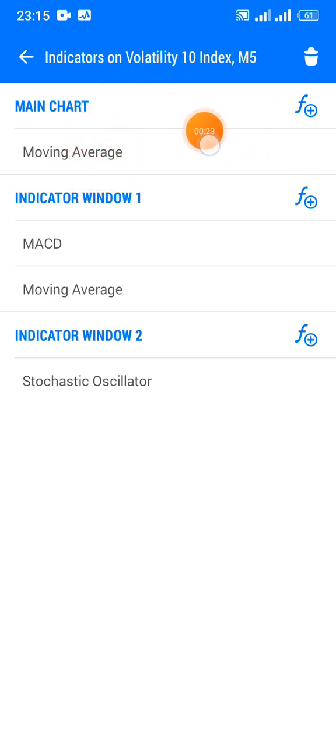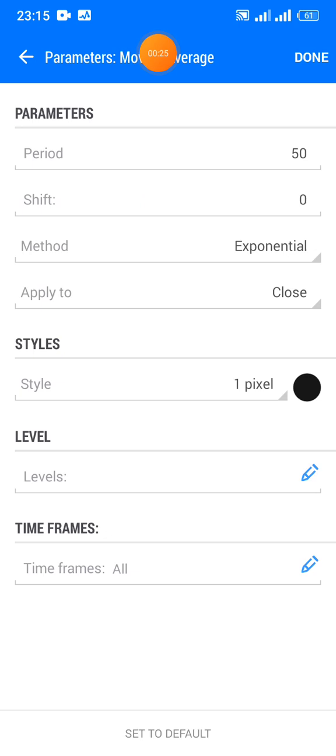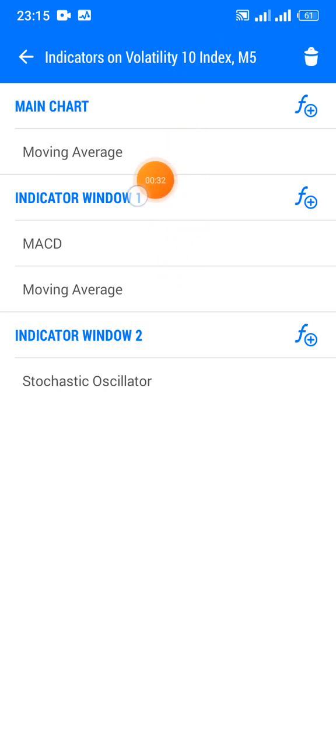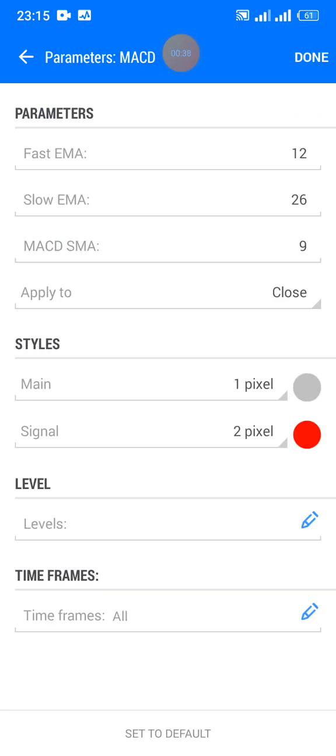On the main chart we've got the moving average. The moving average is period 50, method exponential, apply to close. Click done. On the first indicator window, down with the MACD, just click the MACD. I'm using the default settings for everything that I'm using, so the default settings for the MACD.